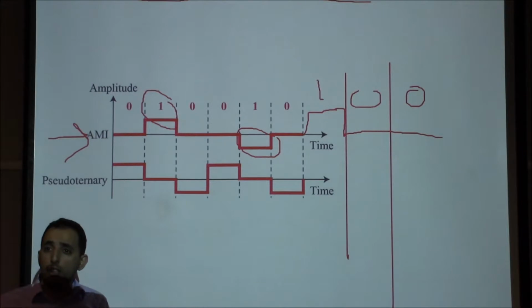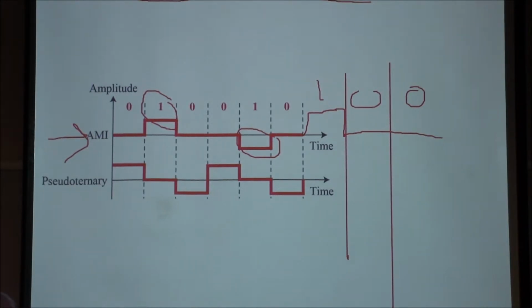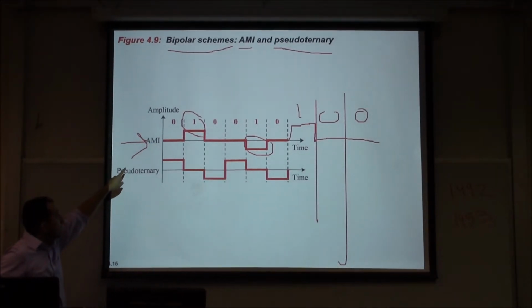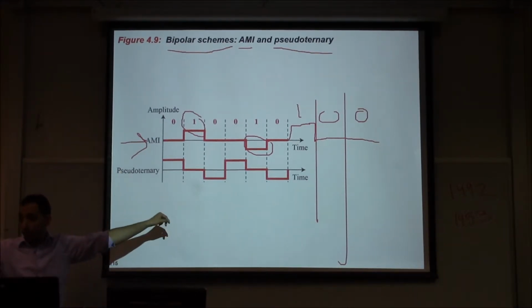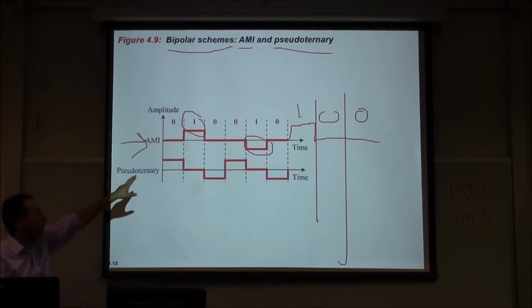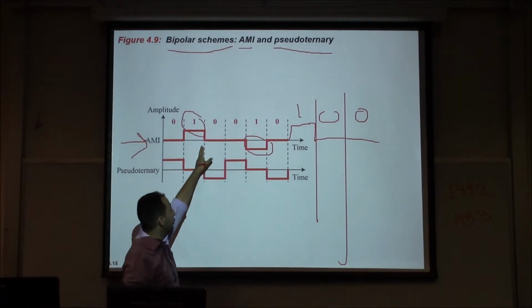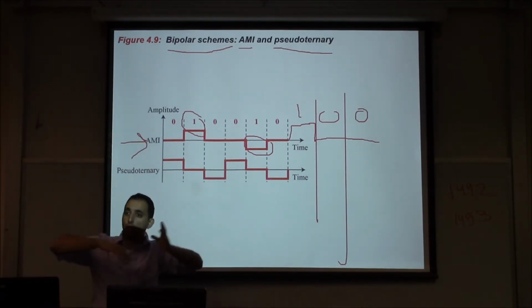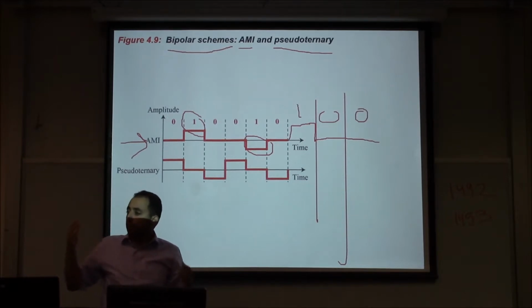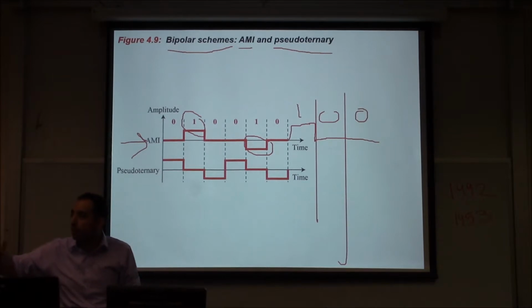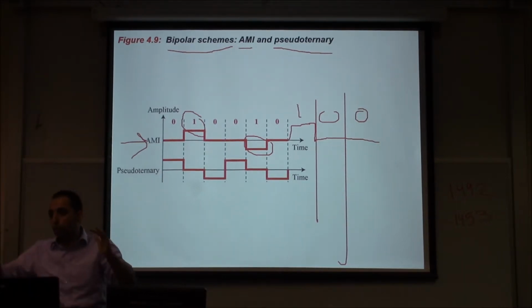Now maybe you say, okay, why are you doing this? We are back to the same problem. Now we have a synchronization problem, right? With AMI, when will we have a synchronization problem? When we have a long run of zeros. Why? Because with a long run of zeros we are not making transitions, and that most of the time makes the receiver not know when the bit interval starts and when it ends.